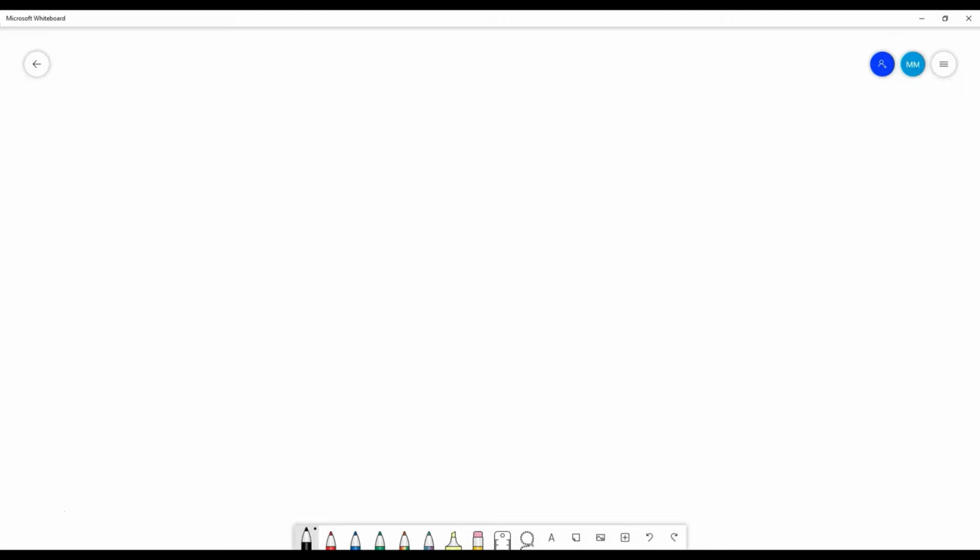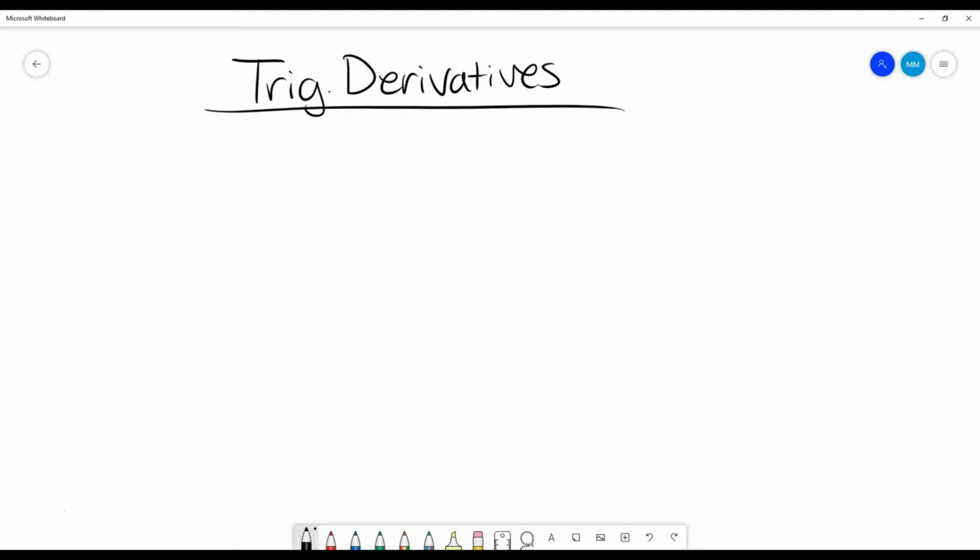Now we're going to move out of our general derivative rules and into our trig derivatives. This one is hard for me to come up with examples for, just because I tell you them, you memorize them. But we have derivatives for all of our trig functions.